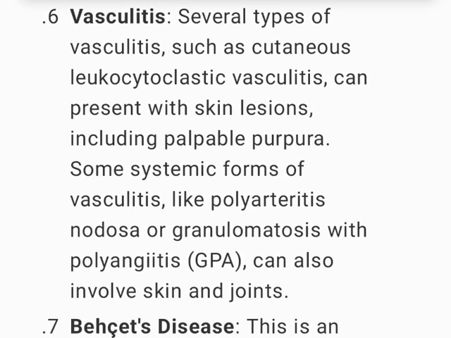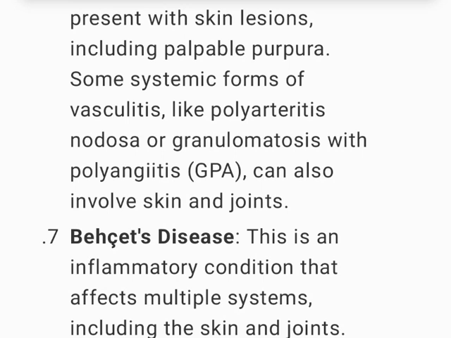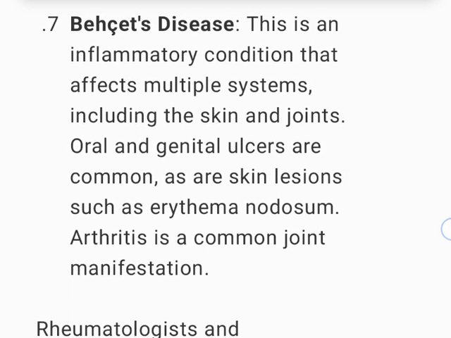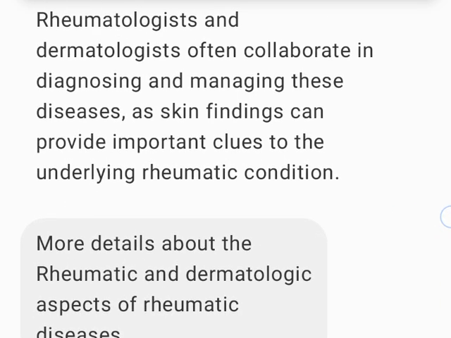6. Vasculitis. Several types of vasculitis, such as cutaneous leukocytoclastic vasculitis, can present with skin lesions, including palpable purpura. Some systemic forms of vasculitis, like polyarteritis nodosa or granulomatosis with polyangiitis, GPA, can also involve skin and joints. 7. Behçet's disease. This is an inflammatory condition that affects multiple systems, including the skin and joints. Oral and genital ulcers are common, as are skin lesions such as erythema nodosum. Arthritis is a common joint manifestation. Rheumatologists and dermatologists often collaborate in diagnosing and managing these diseases, as skin findings can provide important clues to the underlying rheumatic condition.